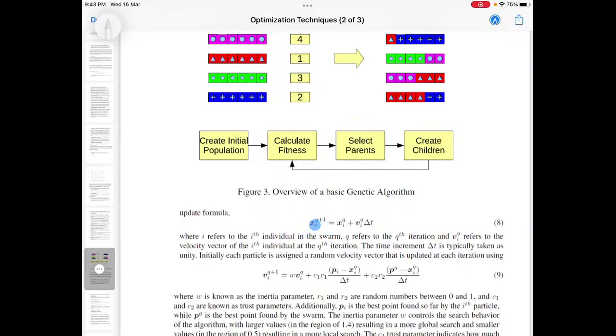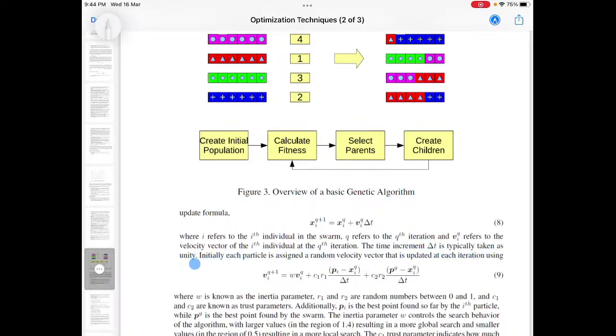So actually, as you can see earlier, x means the vectors, and how these values are calculated here. x_i^(q+1) = x_i^q + v_i^q Δt. So x_i^(q+1) can be computed from x_i^q by adding v_i^q Δt. Here i refers to the ith individual in the swarm, and q refers to the qth iteration, and v_i^q refers to the velocity vector of the ith individual at the qth iteration, and the time increment Δt is typically taken as unity.